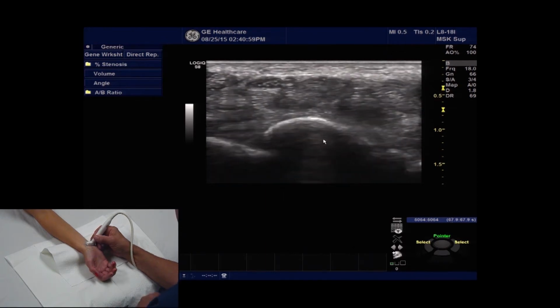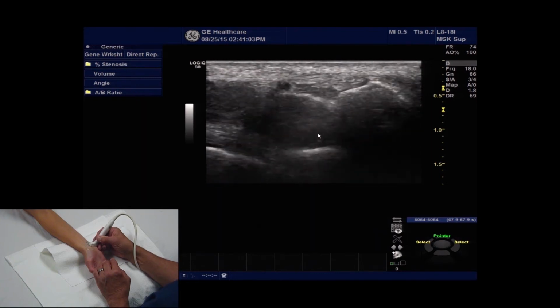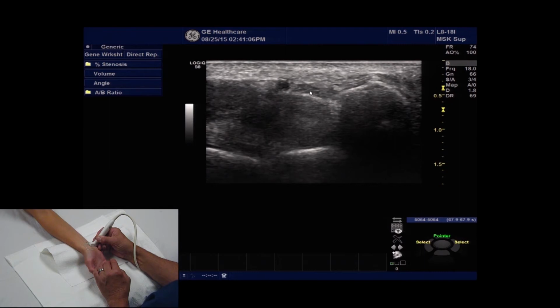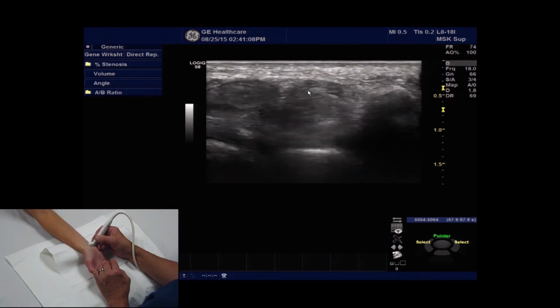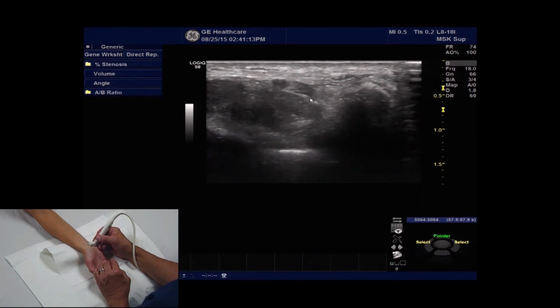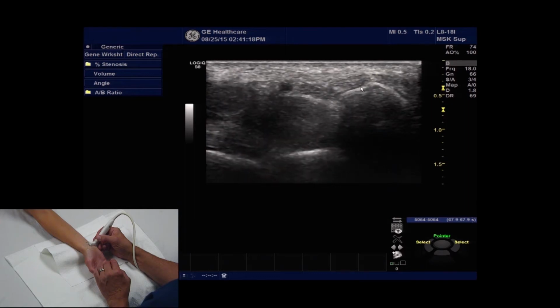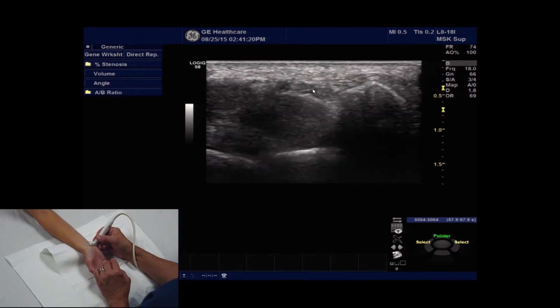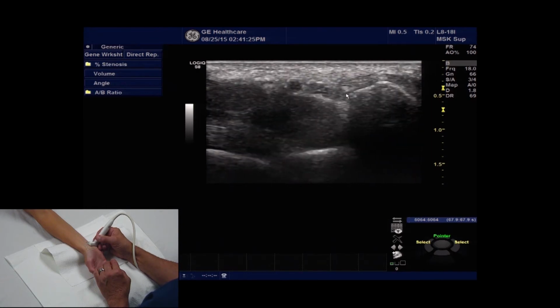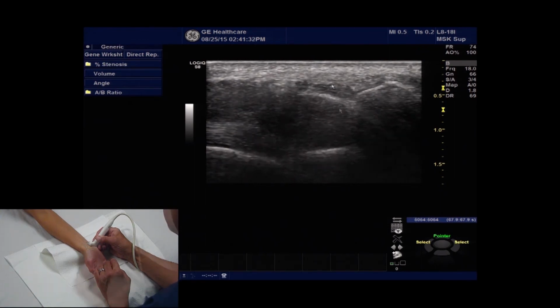Sliding the transducer more to the pisiform side, now we'll evaluate Guyon's canal. So we're going to identify the pulsing ulnar artery, the pisiform bone, and situated between the ulnar artery and the pisiform is the short axis of the ulnar nerve, with a small fascicle sitting next to it, or within it.